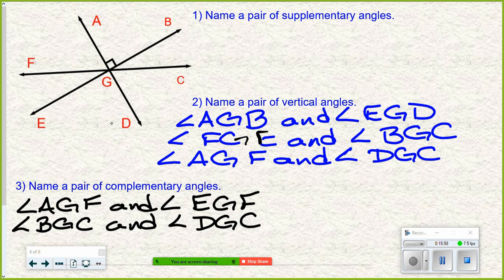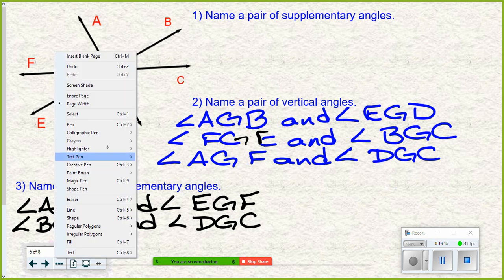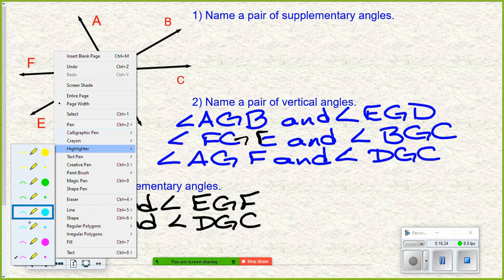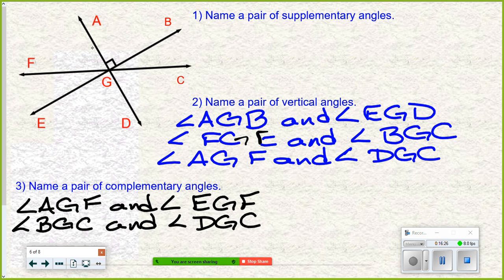There's 3 straight lines in the picture. AGD, this straight line, EGB, this straight line, and FGC, this straight line. So if you're going to find supplementary angles, the first thing you need to do is find a straight line. And you can pick any straight line you want. It doesn't matter which one you choose here. So I'll pick this straight line here.